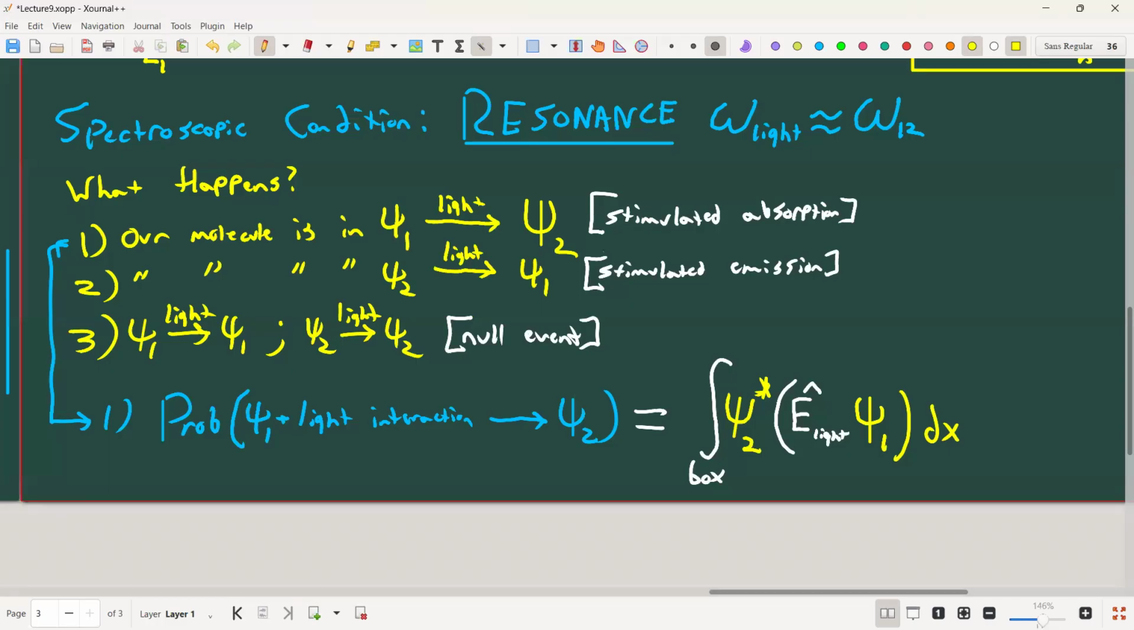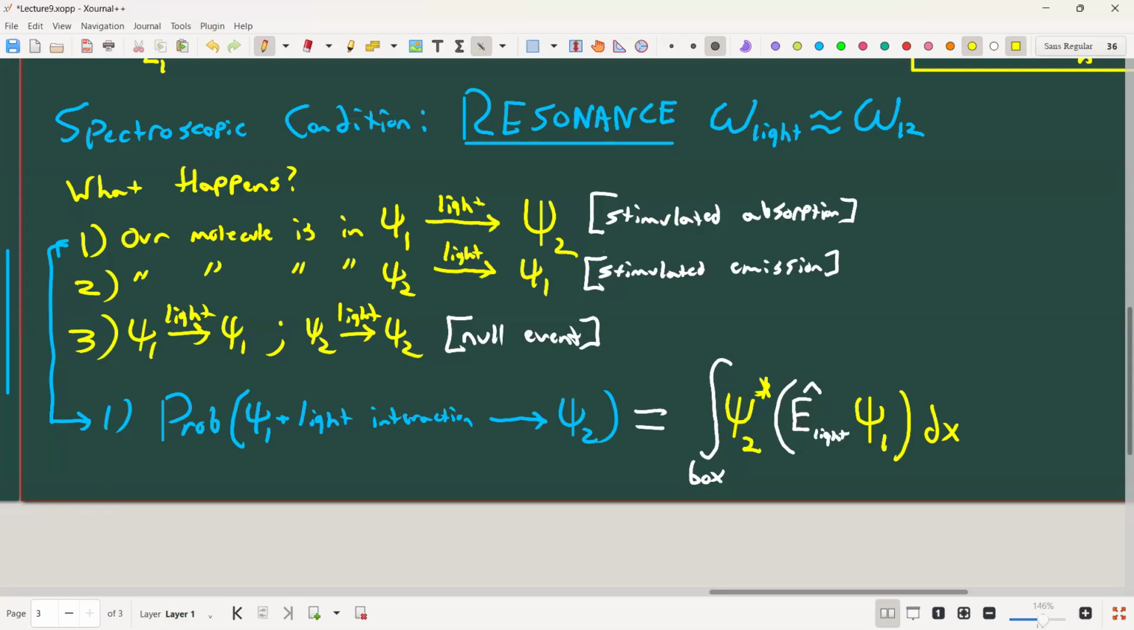So if this is 0, then there's no probability that when I take the light and interact with psi 1 that I end up in psi 2. It also could be 1, right? It also could be a large number, which means that every time I interact something in the ground state with light, it ends up in psi 2. So this is some number. We don't know what the number is. We can calculate it. And we can do that for everything.